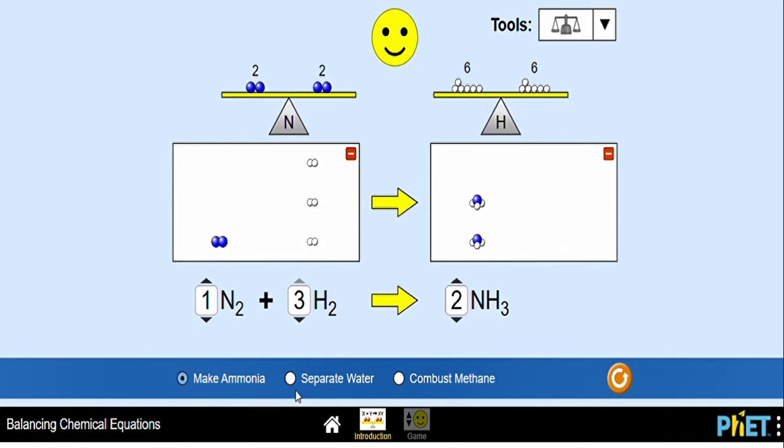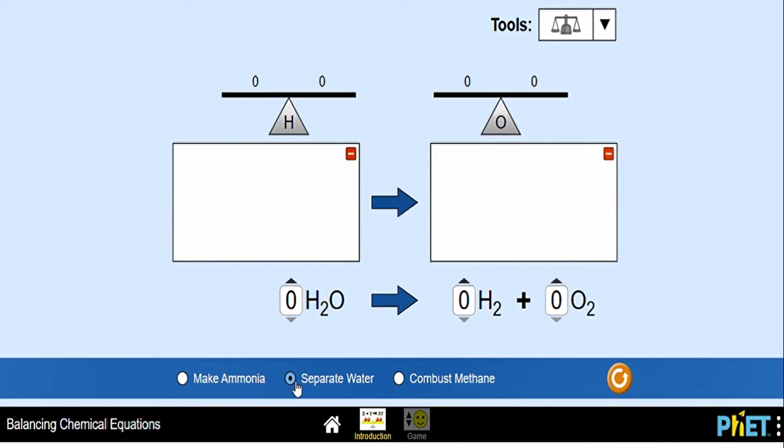Let's go with the separate water. Now for the separate water, we know water is a molecule whose formula is H2O, that gives hydrogen gas along with oxygen gas, right? Now for the elements, we have hydrogen and oxygen. We have to balance. Here it is 0 0, so it's showing balanced, but we have to equalize on both sides. So how will you go?